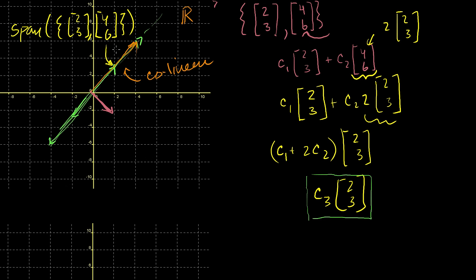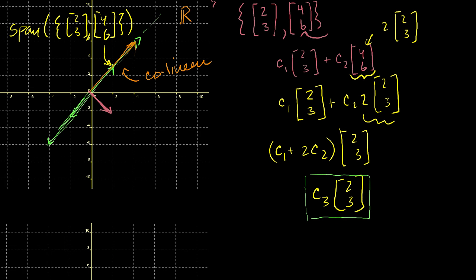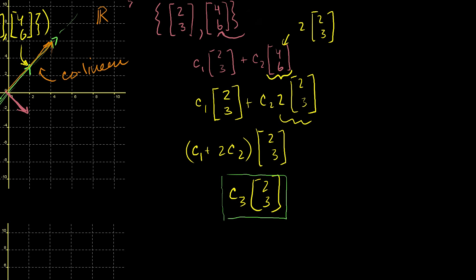Now, a related idea to this, and notice that you had two vectors, but it kind of reduced to one vector when you took its linear combinations. The related idea here is that we call this set linearly dependent. Let me write that down. Linearly dependent.